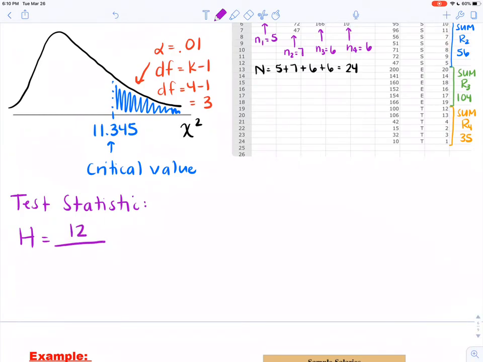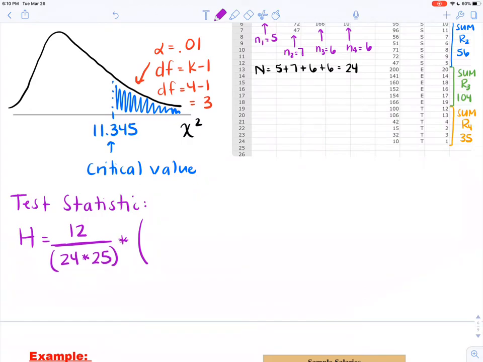We will divide that by capital N, the total number of values, which was 24, times N plus 1. So in this case, 24 times 25. And make sure you put that in parentheses so that both are divided.